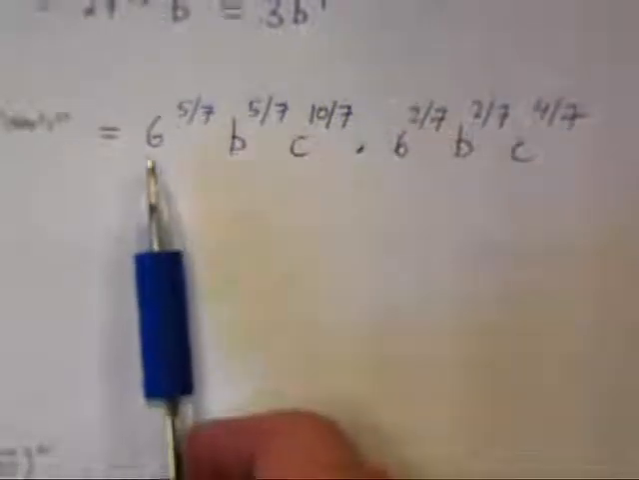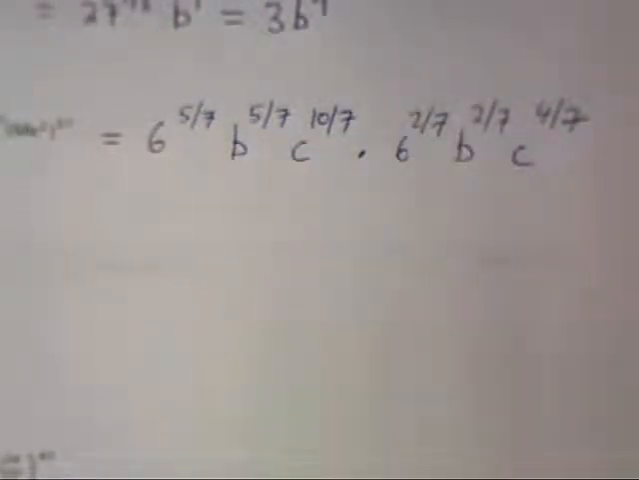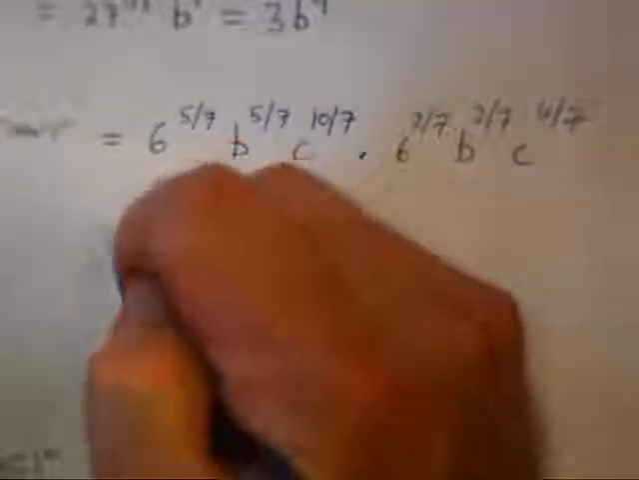Combine the 6's. What's 6 to the 5/7 times 6 to the 2/7? 6 to the 1. Why does that become 6 to the 1? What do you do with those powers? You're multiplying, so you add them. 5/7 plus 2/7 makes 7/7, which is a fancy way of writing 1. So that becomes 6.